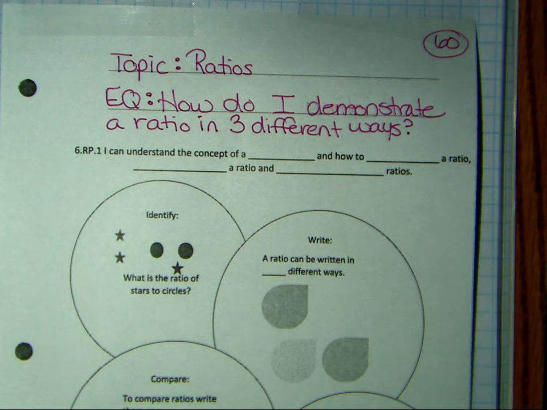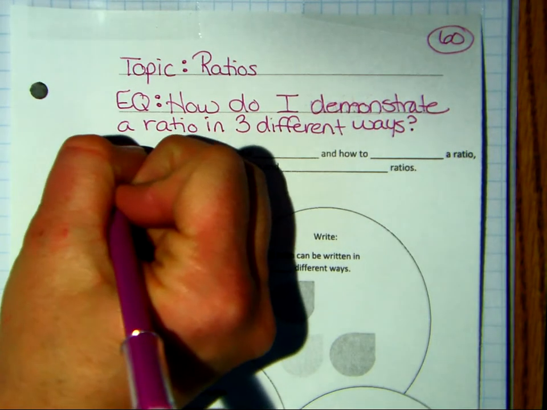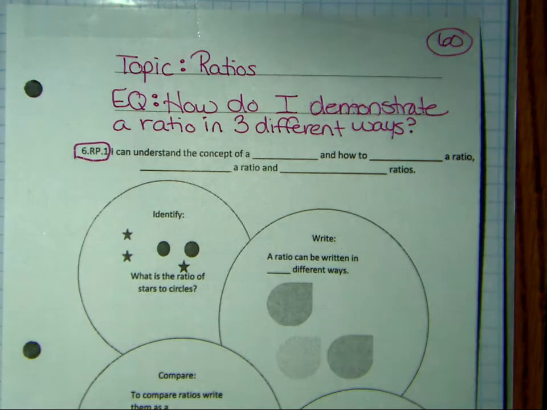Your topic for today's notes, which go on pages 59 and 60, is ratios, and your essential question is, how do I demonstrate a ratio in 3 different ways? The standard for this lesson is 6 ratios and proportions 1.